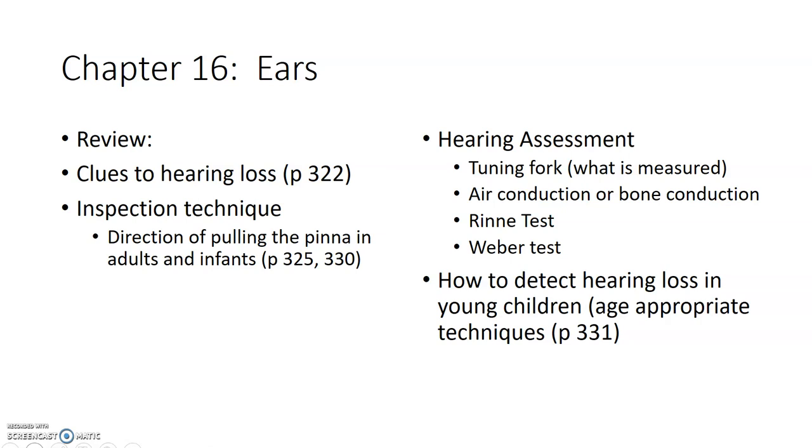And finally, on page 331, you will find the age-appropriate techniques of detecting hearing loss. Note that the room should be quiet and the baby should be content, not crying, when you make a loud noise like clapping your hands or squeezing a toy to check their hearing. You will have a test question that requires you to identify the correct age-appropriate test for hearing.